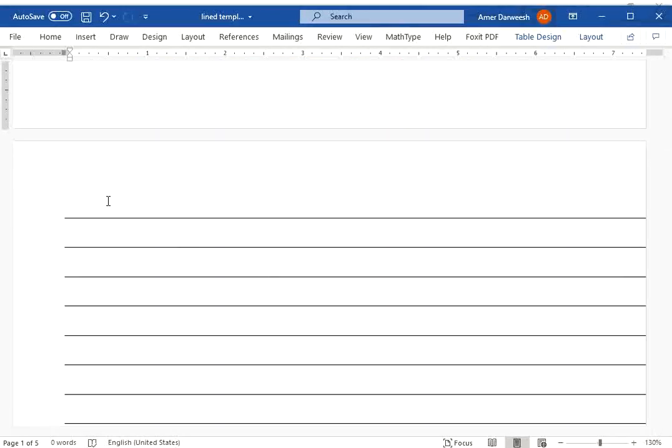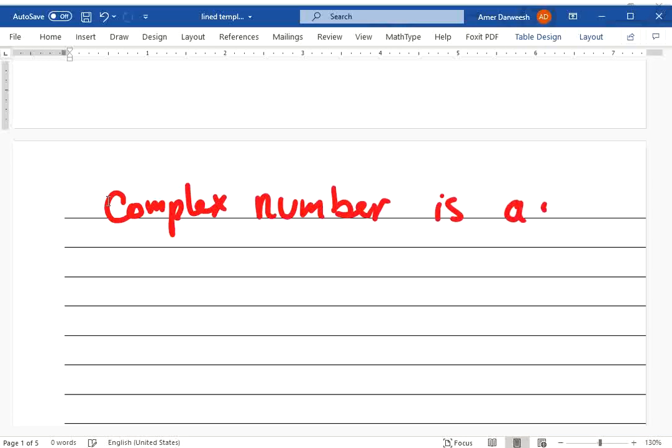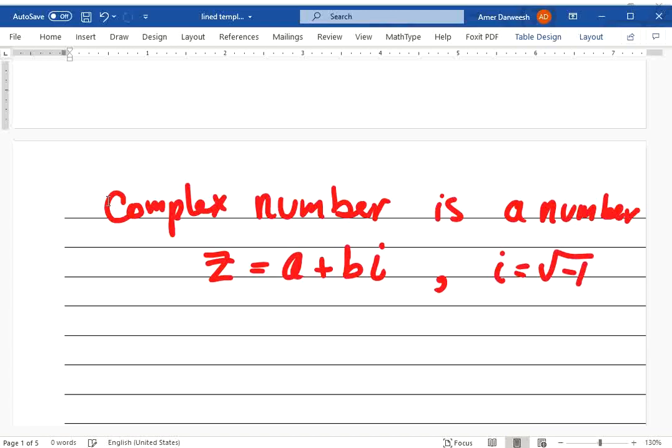إذن a complex number is a number of the form z equals a plus bi. نتذكر إنه ال i هي represents the square root of minus 1. إذن هذا هو الكومبلكس نمبر.